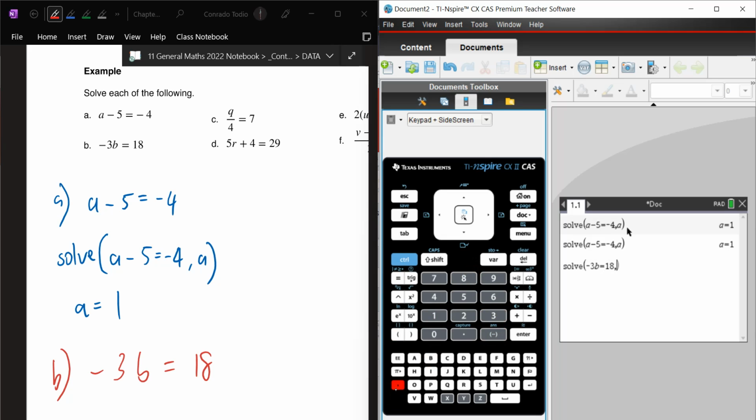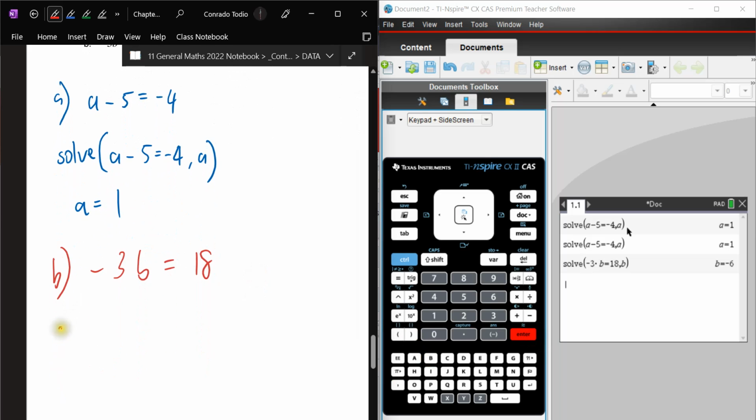The idea of the comma is you put the comma in, and then you write down the variable that you're looking for. So comma, what are we looking for? B. And then close the bracket. So B is negative 6. As working out, you want to make sure you type in solve negative 3B equals 18, comma B. B is equal to negative 6.